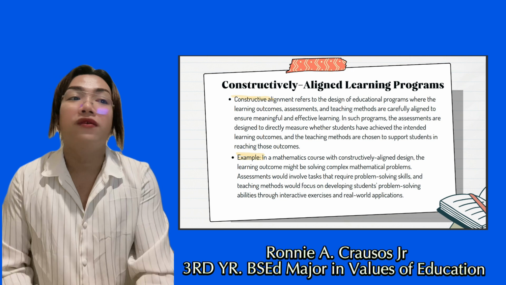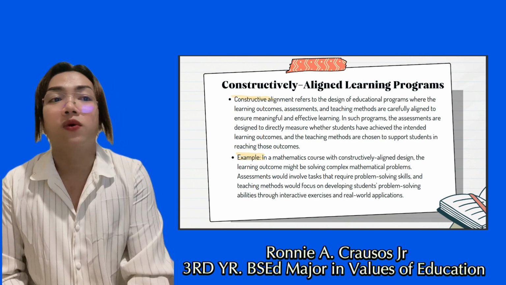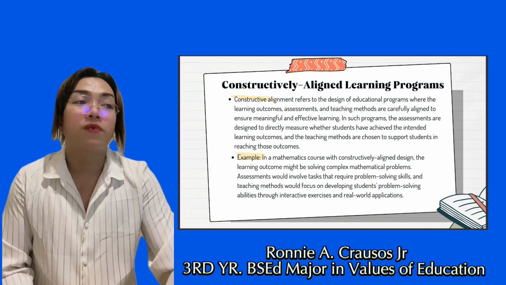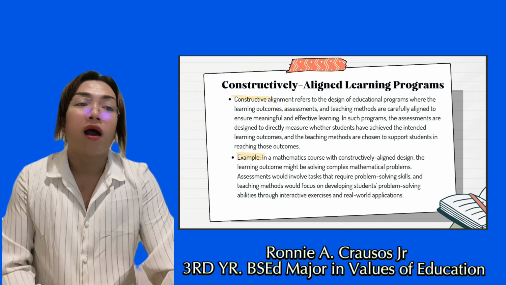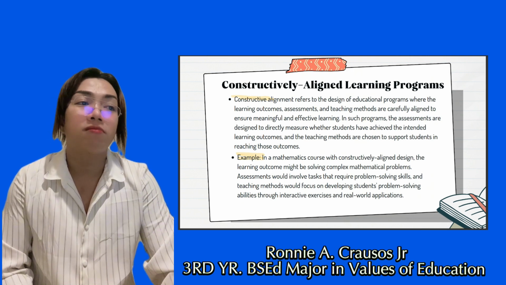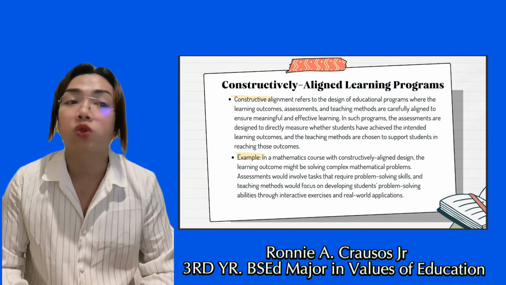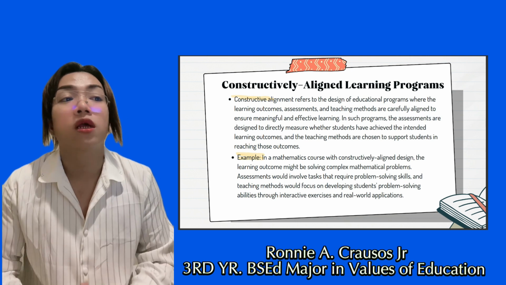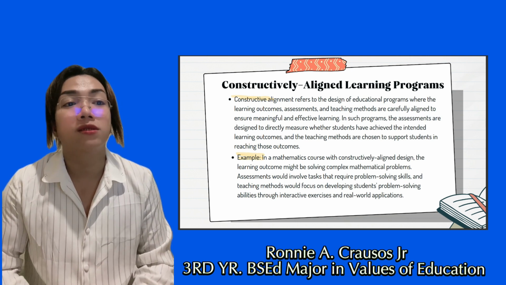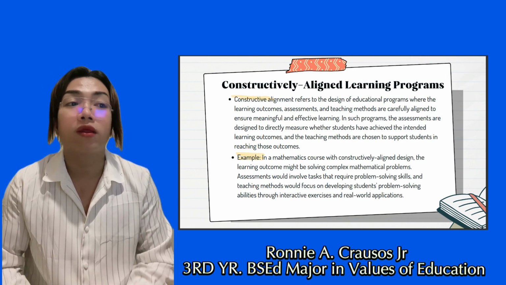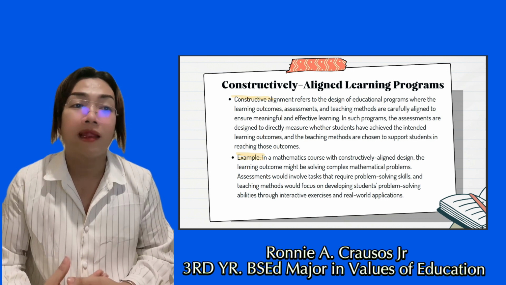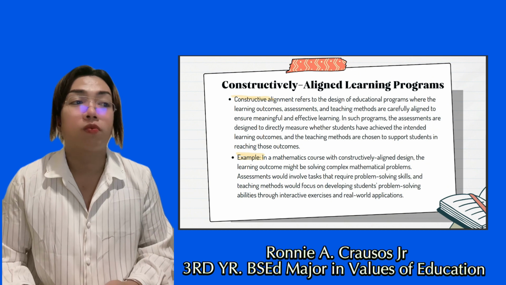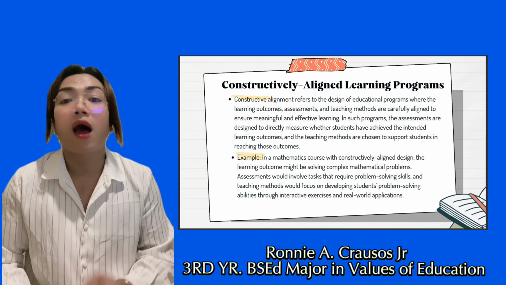Next is the constructively aligned learning program. So, constructive alignment refers to the design of educational programs where the learning outcomes, assessments, and teaching methods are carefully aligned to ensure meaningful and effective learning. In such programs, the assessments are designed to directly measure whether students have achieved the intended learning outcomes, and the teaching methods are chosen to support students in reaching those outcomes.